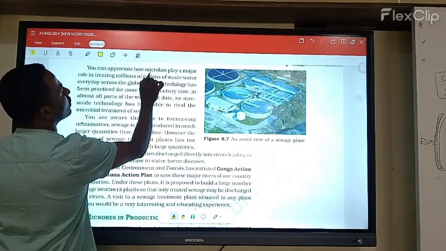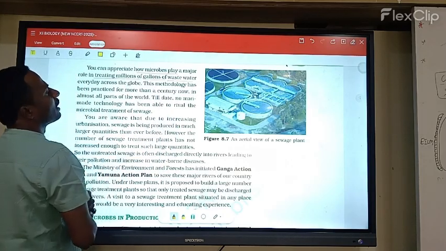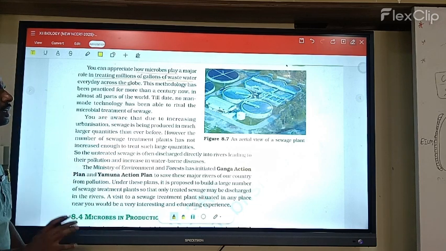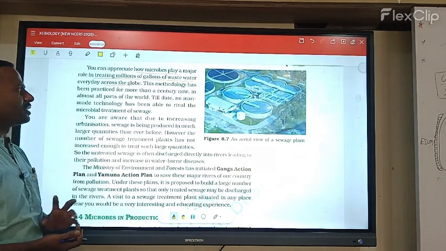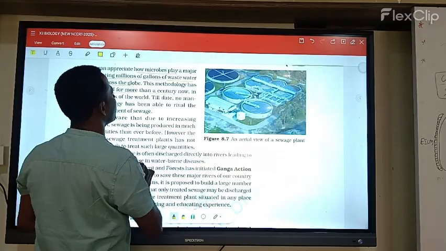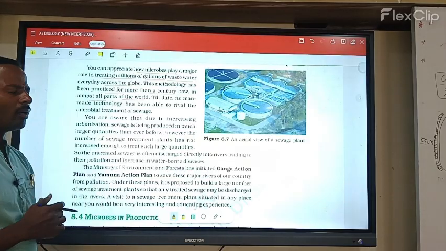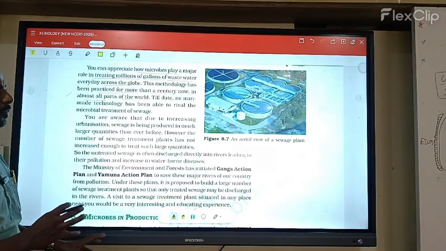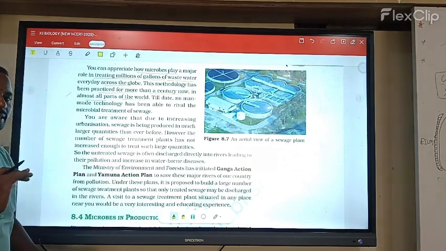You can appreciate how microbes play a major role in treating millions of gallons of wastewater every day across the globe. Imagine, this methodology has been practiced for more than a century in almost all parts of the world, and this is how pollution is controlled.